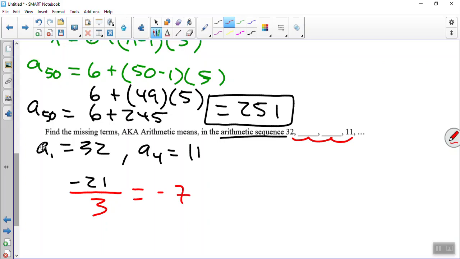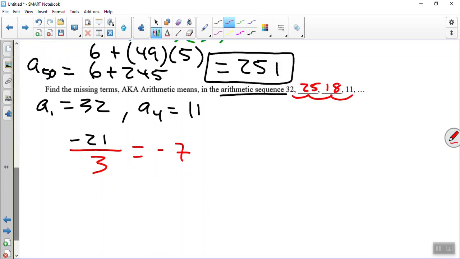That's going to give me a difference of negative 7 each. Go ahead and try it to check it. 32 minus 7 is 25. 25 minus 7 is 18. They have a common difference. And the next one gets down to 11. So that's how you know you did it right. So that's all we have to do for finding an arithmetic mean or missing terms in a sequence. Make a note of any questions, and we will see you in class.